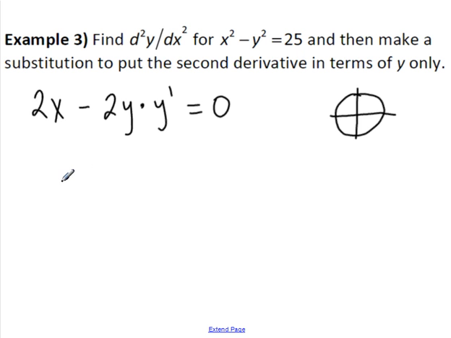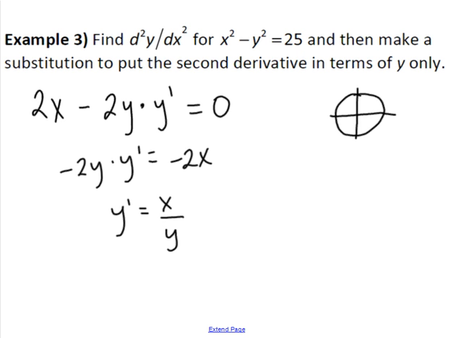And then we're going to solve for y prime. So subtract 2x, divide by negative 2y, and you just get the ratio of x to y. And this is a pretty common problem that you'll see because of how it turns out. Very easy. But this is just the first derivative. Now I want the second derivative.